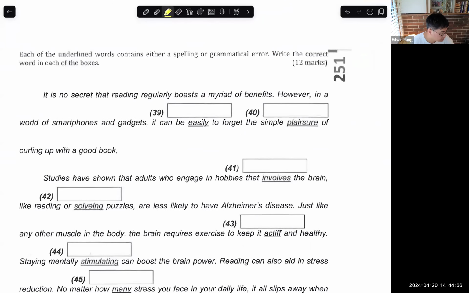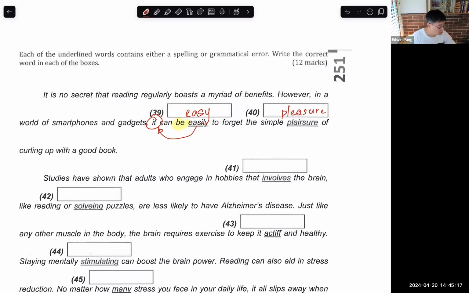It can be, right? So be is a verb. It can be easy, so it's an adjective, an adjective that describes it. So it is easy to forget the simple pleasure. Pleasure is spelled with a P-L-E-A-S-U-R-E, right?